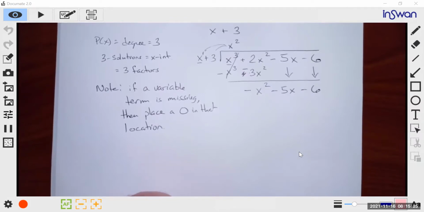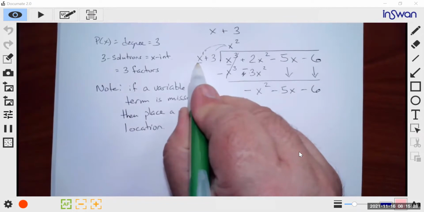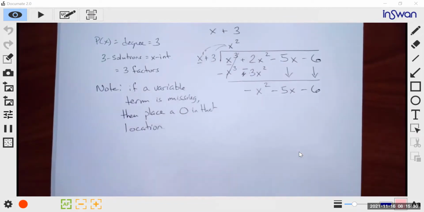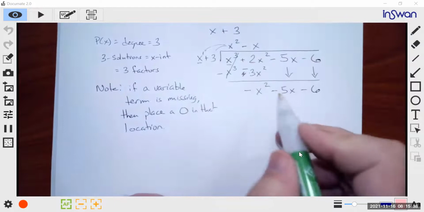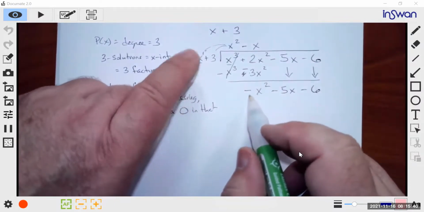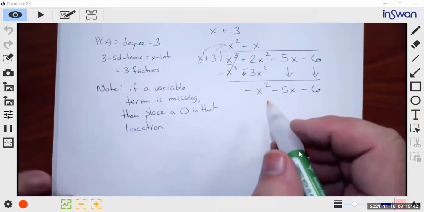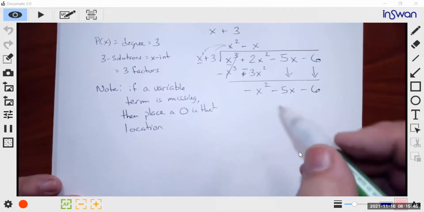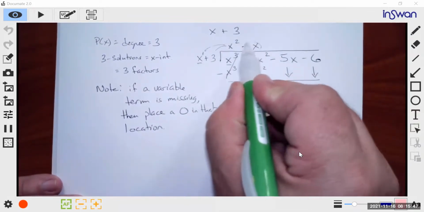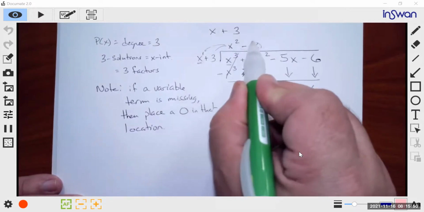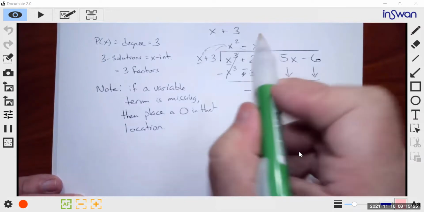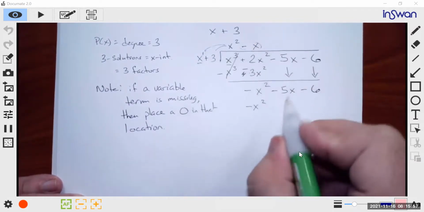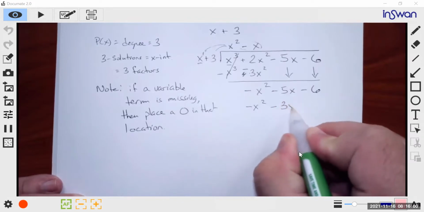Repeat the process. First terms. What times x gives me negative x squared? Negative x. Because yeah, I'm missing 1 more x, and it has to change sign. So I'm missing a negative x. So I take this whole negative x and multiply it to both of these. So negative x times x is negative x squared. Negative x times positive 3 is negative 3x.